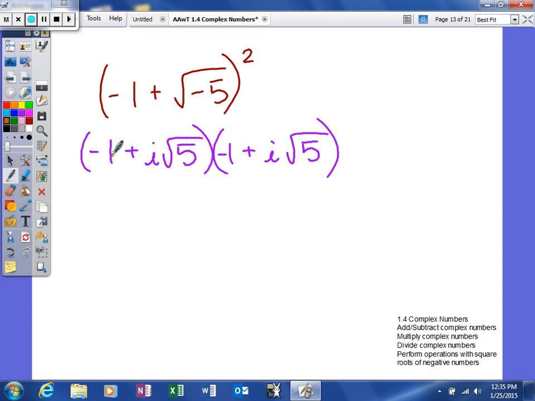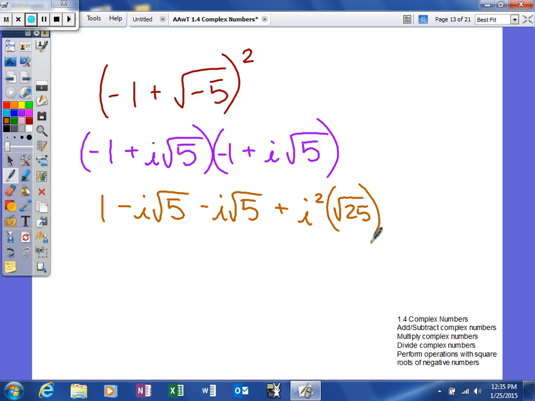Multiply this times this, get a positive 1, and then minus i square root of 5. And then multiply those two together, minus i square root of 5. And then multiply those two together and get i squared times the square root of 25.